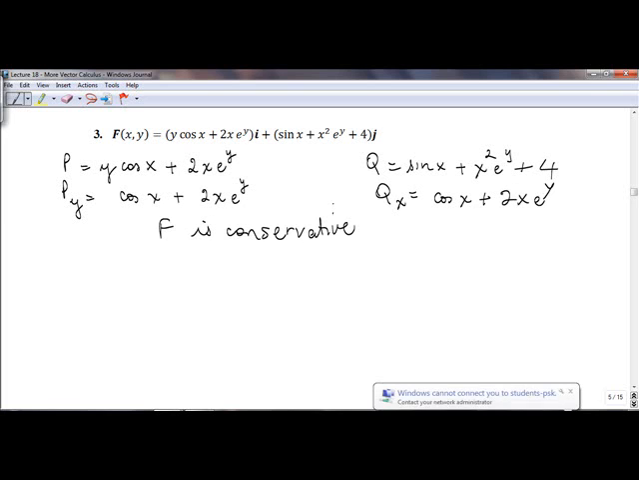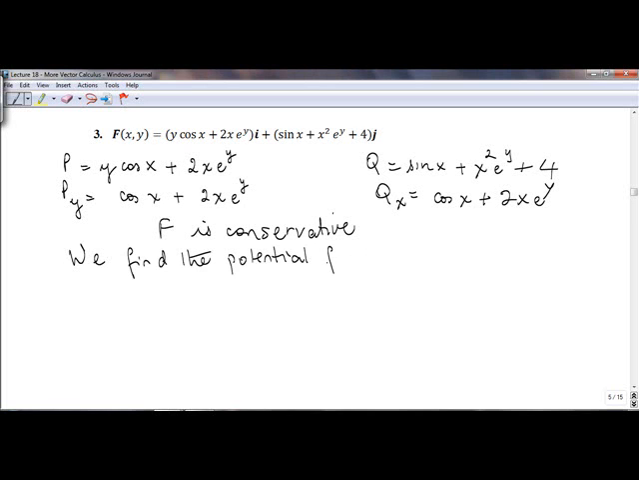Let's find F now. The potential function F. We find the potential function F. And again, I'm not going to write this all the time, okay? Del F equals capital F, right? What is del F? It's made up of the first partials, okay? So take these two partials and put them equal to the components of F.